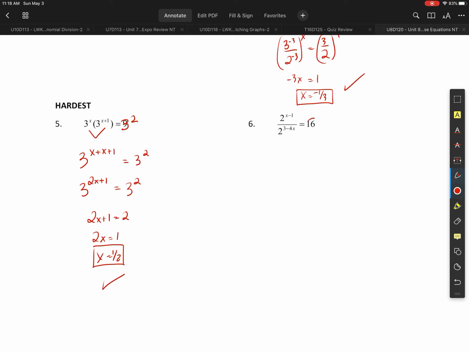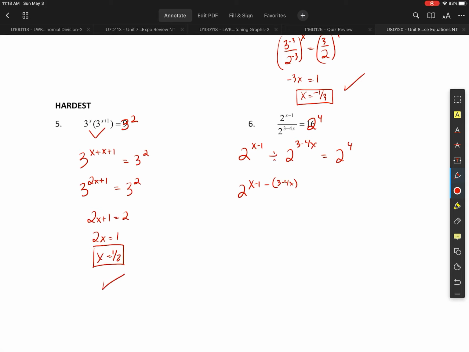Alright, last problem. 16. I know. 4 squared is good. 2 to the 4th is better. So one thing I do when I have division problems, I write it like this. I find that the biggest mistake with division problems is that people just start canceling things. Division with the same base means we subtract the exponents.